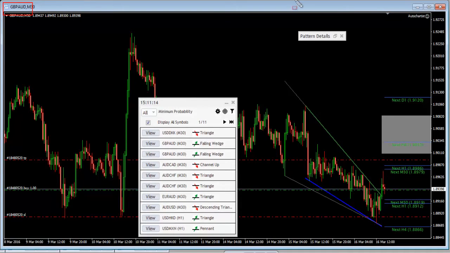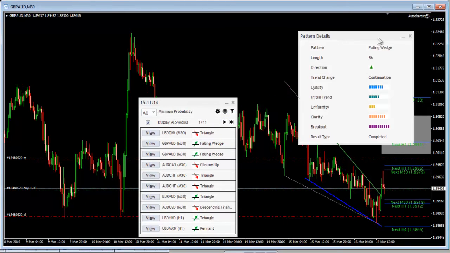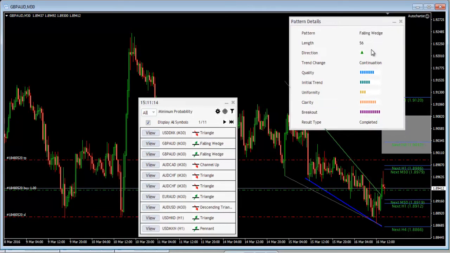And again, it's going to be based not just on this pattern, but mainly on this wedge pattern. So we have this 30-minute wedge pattern spotted by Autochartist here. So here's your falling wedge. Again, this pattern, as we spoke about, indicates price should move higher.